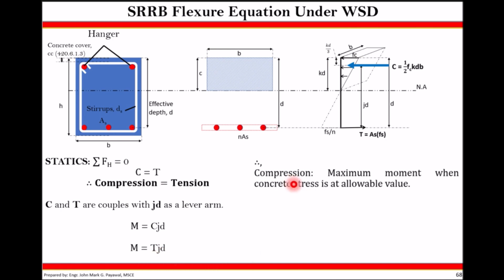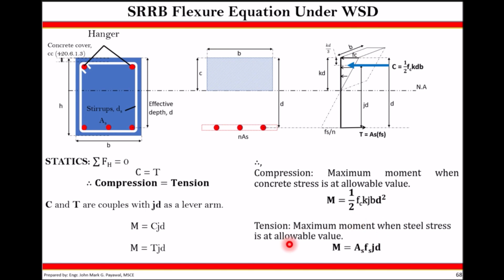Therefore, under compression, or on the concrete, maximum moment when concrete stress is at allowable value would be 1/2 fc kjb d squared. Sorry for the bad word, but I can remember this as 1/2 fc, Justin Bieber d squared. So if you will forget, you can use that to remember this formula.